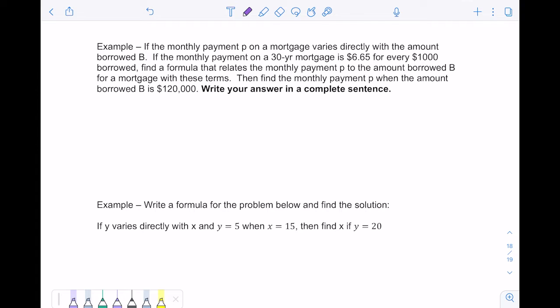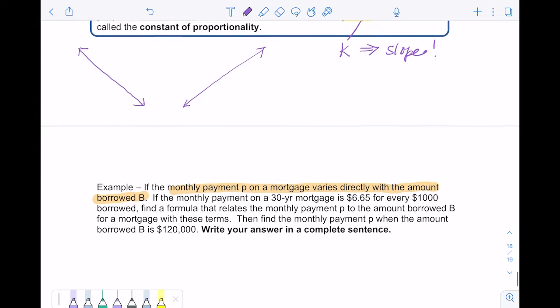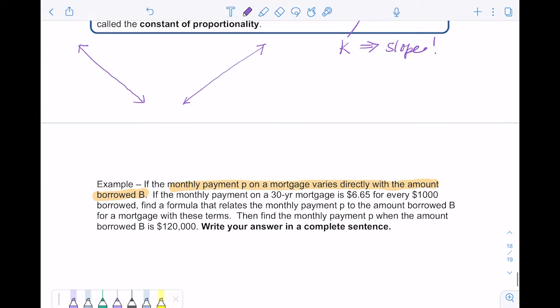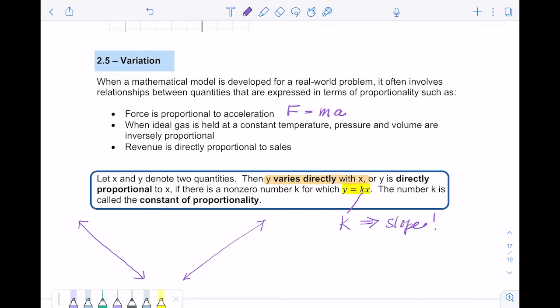So it's important to understand what we're finding. The first thing I'm going to do is write an equation that relates the payment and the amount borrowed. In this first sentence, it says the monthly payment P varies directly with the amount borrowed B. So if I go back and look at my formula, y varies directly with x, I can easily make an equation that relates P and B. So here P varies directly with B. I'm just going to have P equals k times B instead of y equals k times x.